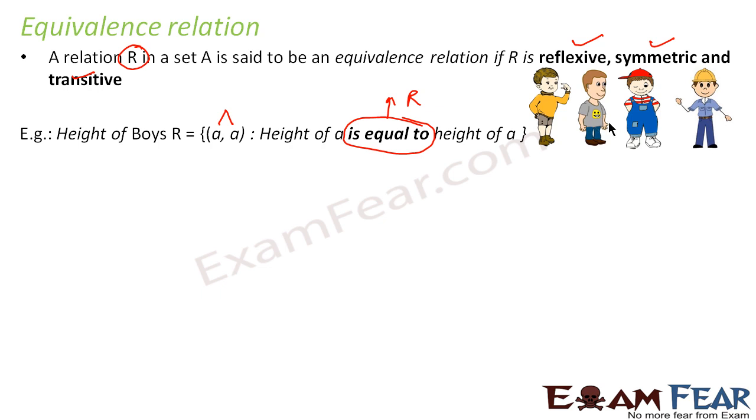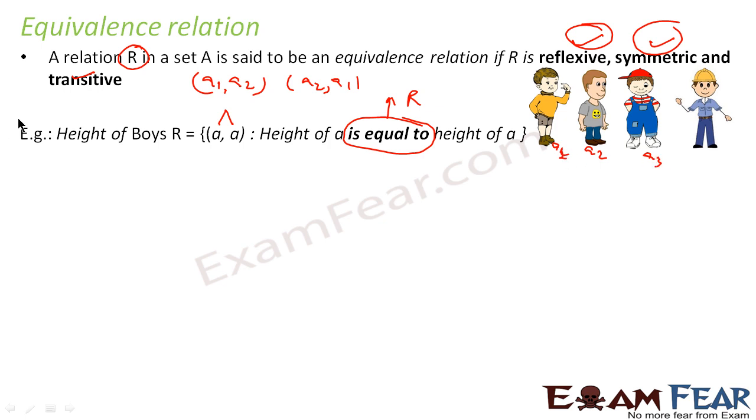Similarly symmetric. Why symmetric? Height of A1 is equal to height of A2. This implies height of A2 is equal to height of A1. Correct? If (A1, A2) is part of set, then (A2, A1) is also part of set. So this implies reflexive true, symmetric true. Similarly transitive, height of A1 is equal to height of A2, height of A2 is equal to height of A3. This implies height of A1 is equal to height of A3.